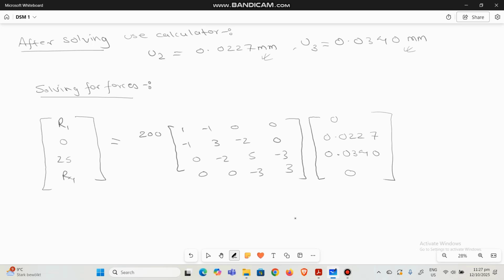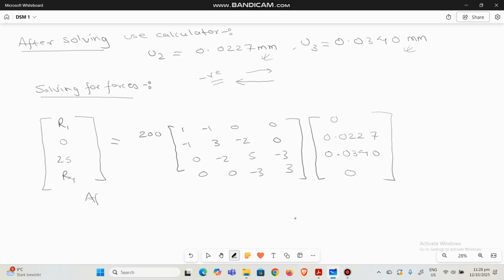Note that, for example, we got a positive value here, which means the direction for displacement that we chose was correct. If it had come negative, then our direction would reverse. We did u2 in this direction. If it came out negative, we would have the displacement in the opposite direction to what we thought. Just telling. Now you get these values and you can solve this very easily using a calculator as well.